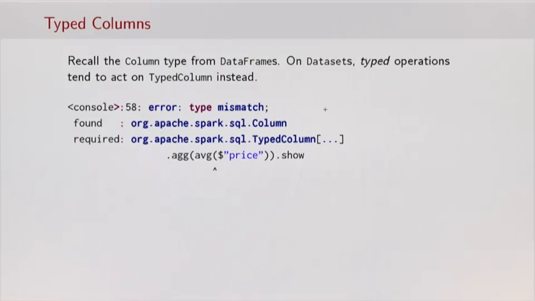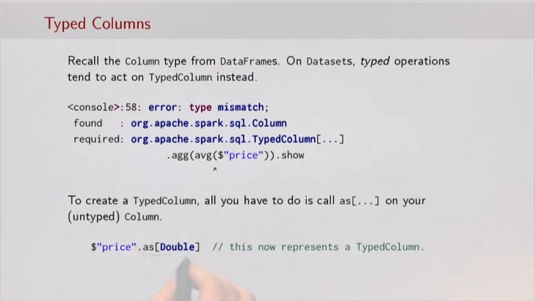Before I can dig into some of the operations on datasets, I've got to remind you about these column things. So recall columns from the data frame sessions. We were always using these column things, and there was this syntax for using them. In datasets, because everything is now typed, we now have the notion of typed columns. So if you try to use the same old syntax that we've been using in the previous sessions, you'll get a type error saying, nope, this is a column and I was expecting a typed column. And you might ask, well, okay, how do I create a typed column then? Well, it's pretty easy. You just have to use the as method with the type that your column contains, and then this creates a new typed column. This is going to be important throughout the session because many methods will expect typed columns.